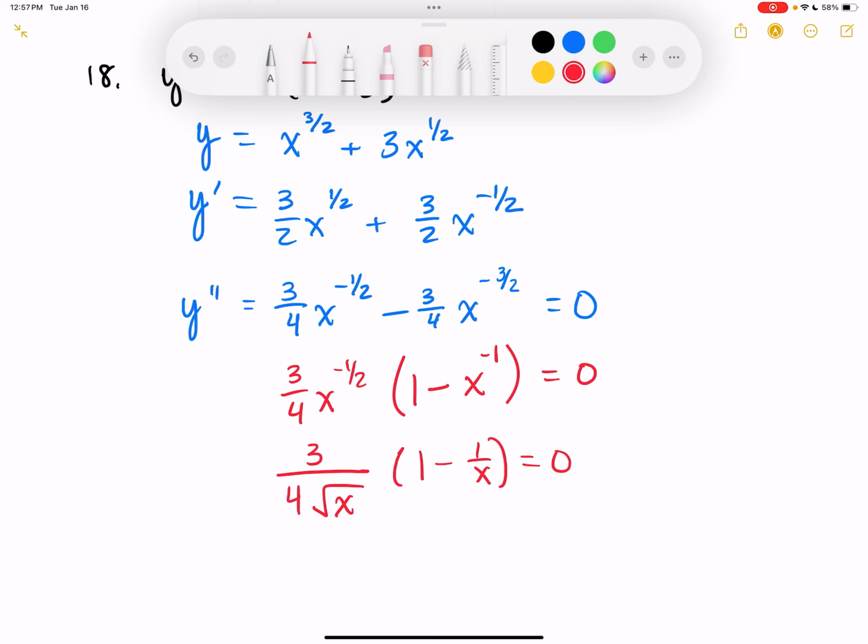Okay, so negatives are also going to cause a problem. So that means I can't have anything less than 0, because it's going to cause an issue. So, there's nothing that makes it 0. However, there is stuff that makes it undefined.